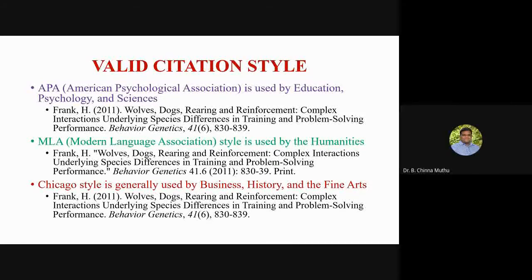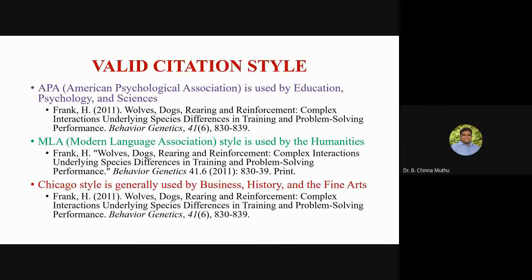And finally, valid citation types. I am not giving any technical details or definitions on citation styles. All you need to be aware of is the various citation styles that are available. We have APA, the American Psychological Association style, which is used by education, psychology, and sciences related research work. Followed by Modern Language Association, which is very common for humanities and social sciences. And Chicago style is generally used by business related studies, history, and finance.